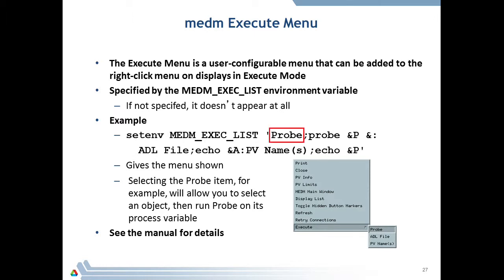So here's the name of the function as it's going to appear on the execute menu. Here's the function itself and the variable assigned to it, running in the background. And here it is, it appears on the display. So if you want to add another function to the execute menu, there's a way to do it. Just set this environment variable.